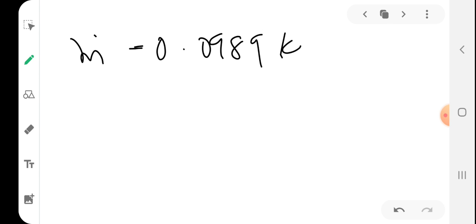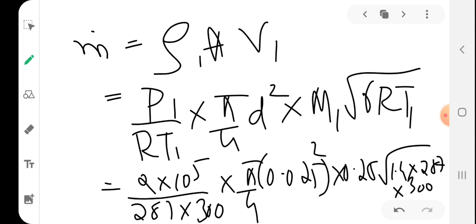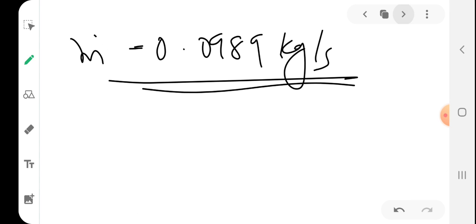Solving this equation you will get m dot equal to 0.0989 kilogram per second. The unit will be in SI only, because we have taken pressure in Newton per meter square, R in joule per kilogram Kelvin, temperature in Kelvin, and diameter in meter. So m dot will be in kilogram per second. The given length of the pipe is 12 meter.